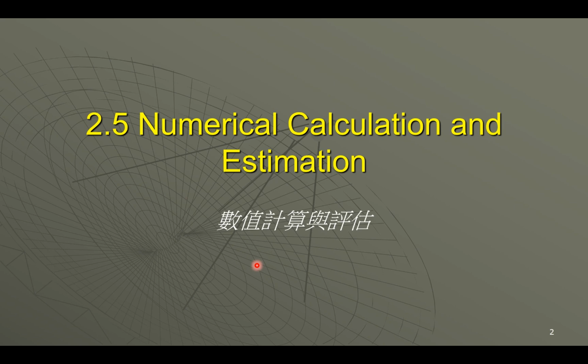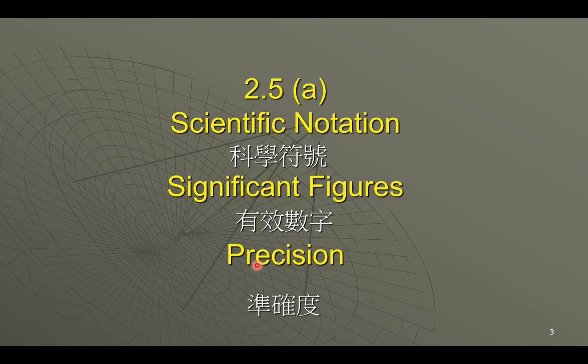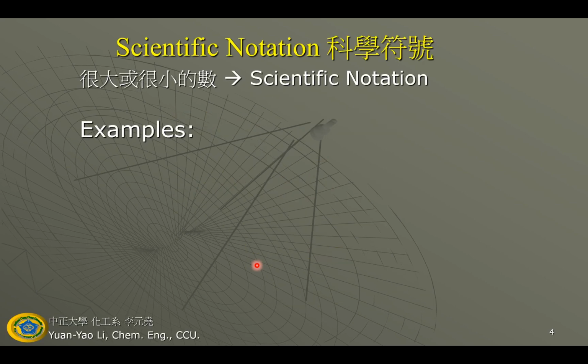Today we are going to start section 2.5, numerical calculation and estimation. In section 2.5 there are three terms. They are scientific notation, which is 科学符号, significant figures, which is 有效数字, and precision, which is 准确度. So let's start from scientific notation.